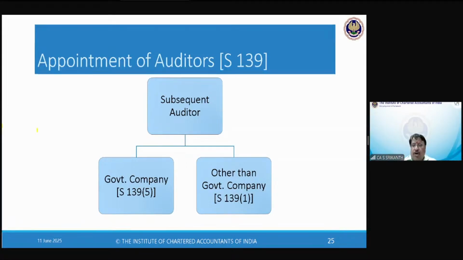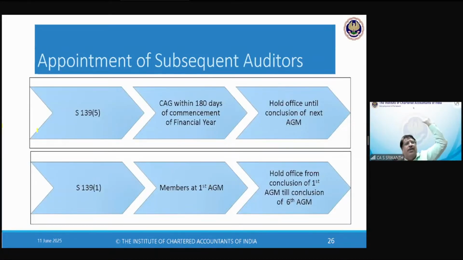Who will appoint? For a government company, CAG only can appoint. For a government company, no way. CAG only will appoint within 180 days of commencement of the financial year. So, for the current year 25-26, year ending on 31st March 2026, 180 days from 1/4. So, 6 months: April, May, June, July, August, September. So, before September 30th, these government companies will get their CAG order. The auditor also will get it. Then regularization will happen, etc., etc.